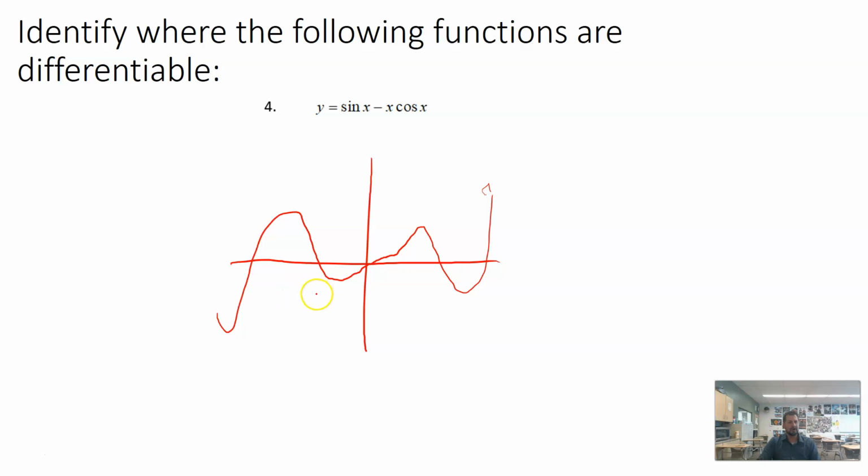That's a really poor drawing. But even though it goes back and forth all over the place here, there are no corners or cusps or any sort of discontinuity. So this would be differentiable everywhere. I can find the slope of the tangent line at any point, and it's not that big of a deal. It's pretty easy to find, actually. So that is differentiable everywhere. Again, hopefully that one makes sense.